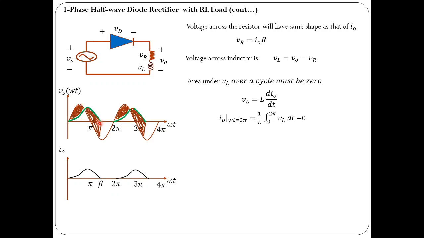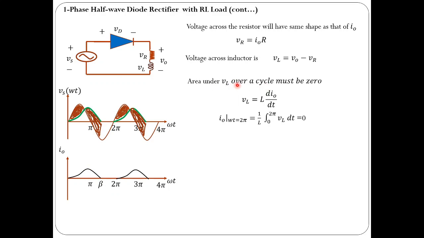So then only the current becomes 0 at beta. See, at beta, what is happening actually? The area under the voltage across the inductor becomes 0. That is the reason why the current is becoming 0. So when the current through the inductor becomes 0, the area under that becomes 0. So that is what is taken.